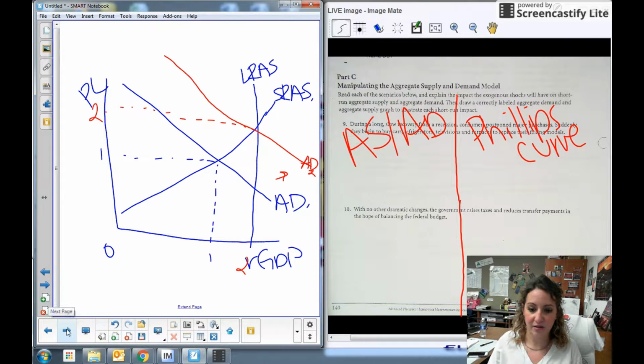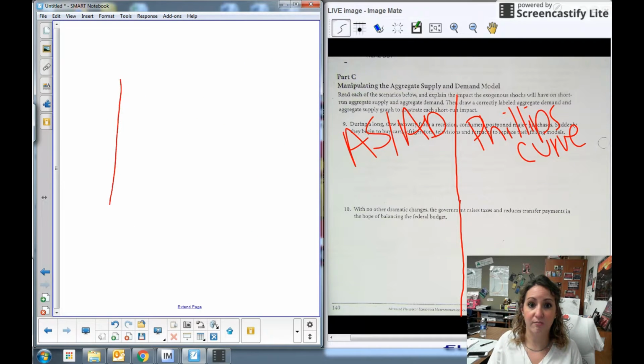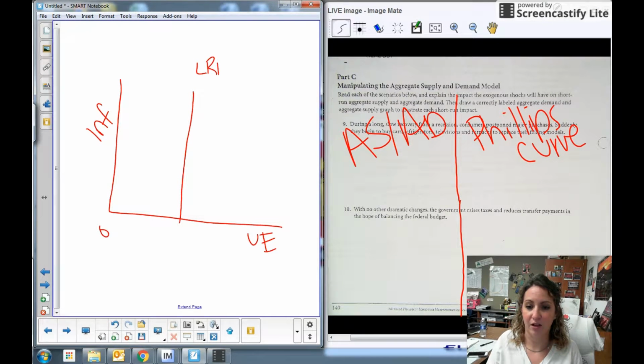Well, if aggregate demand shifted to the right, we know that is going to create a movement on our Phillips curve. Remember, we have inflation on the y-axis, unemployment on the x-axis, and we're not starting in equilibrium. Just like with aggregate supply and demand, with LRPC and SRPC, we are not starting in equilibrium.